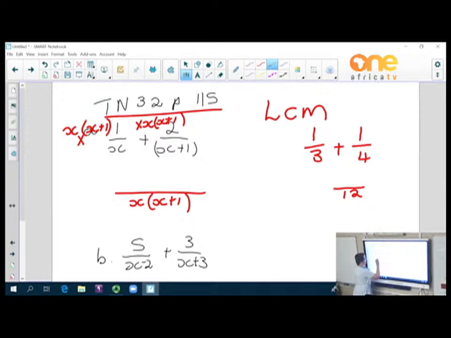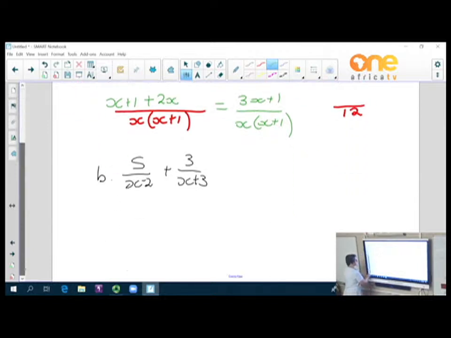So I cancel now, and then I have x plus 1. I cancel here. The 2 must be multiplied there, so it is plus 2x. So your final answer is then 3x plus 1 over x plus 1. There's your final solution. Number B.